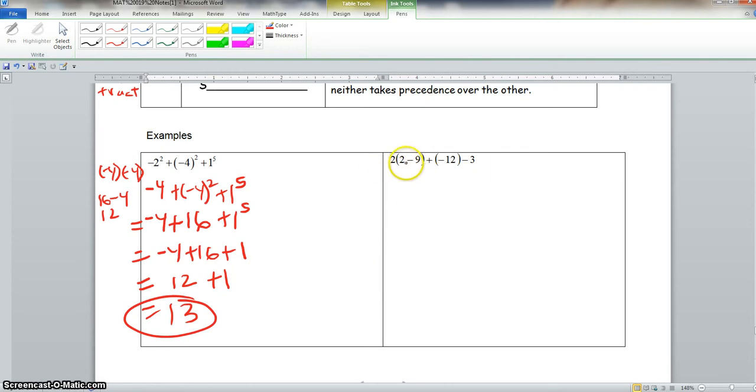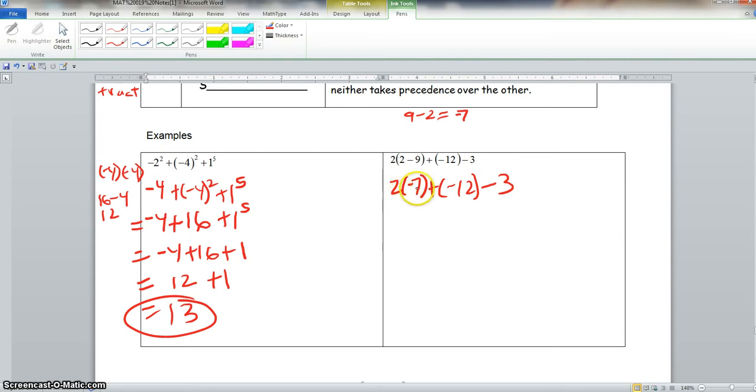We start with our parentheses. We add 2 minus 9, and we know in our head we will be doing 9 minus 2, which is 7. But since the 9 has a minus sign in front of it, it'll be negative 7 for that answer. So we add 2 times negative 7 plus a negative 12 minus 3. Now, we cannot do anything else with our parentheses because they're completed. We don't have any exponents, so now we look for division or multiplication, and we do have multiplication here.